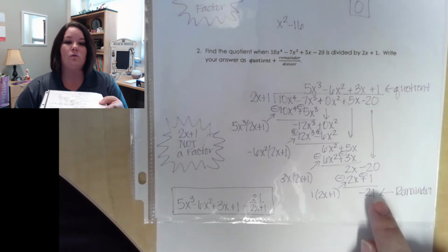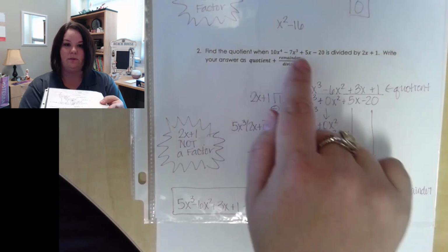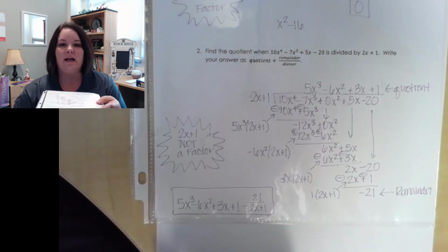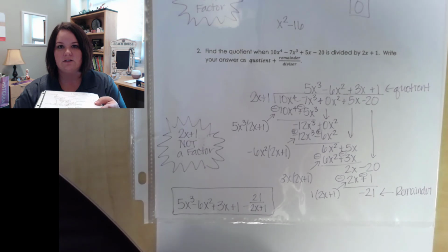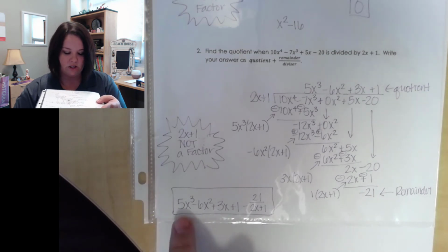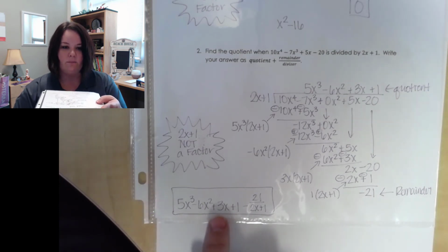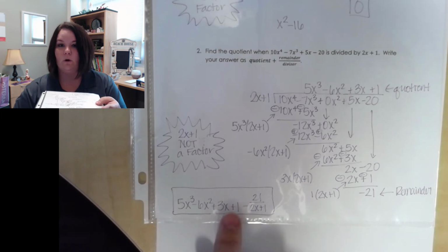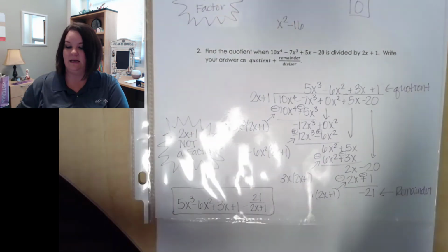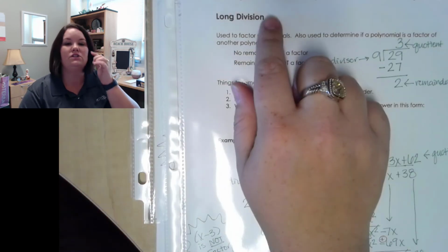Now this one says find the quotient, and it tells me how to write my answer. So make sure you write or enter your answer as it's stated, okay, as it's requested. So we have 5x cubed minus 6x squared plus 3x plus 1. So that is the end of our long division section.